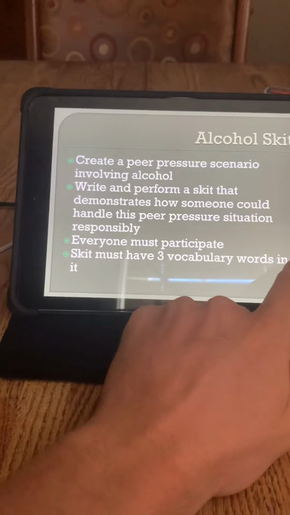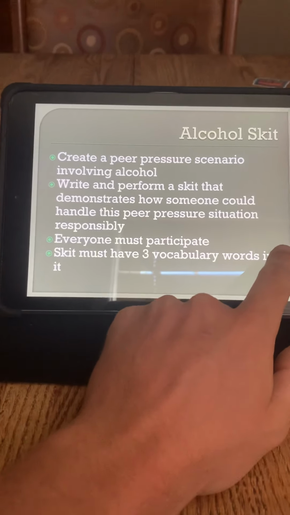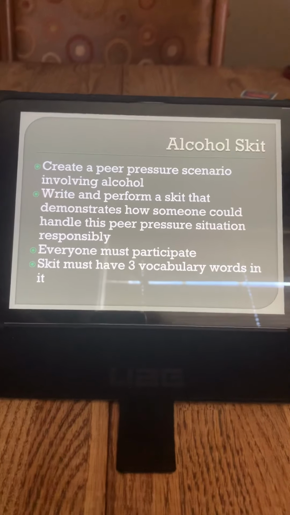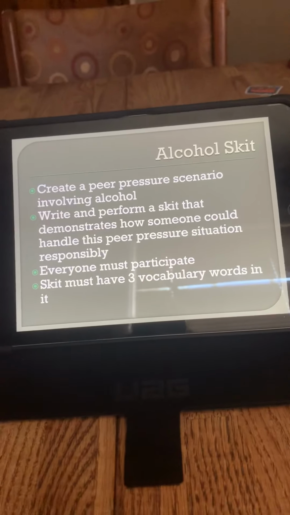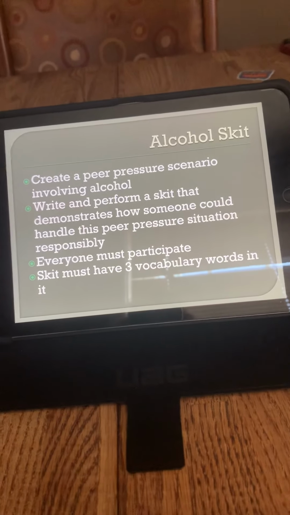Other than that, I will also have a little alcohol test put on a Google form and shared throughout the class, and that is my alcohol lesson.